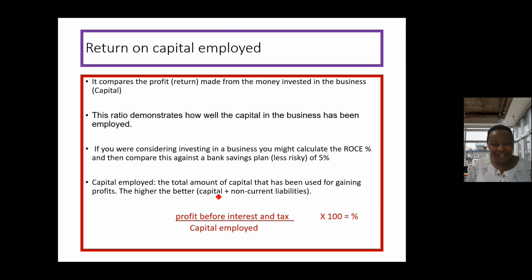And like what I was saying, if you're an investor, you want to calculate your return on capital employed so that you can compare it against any other investment opportunities that are less risky or that are available to you.